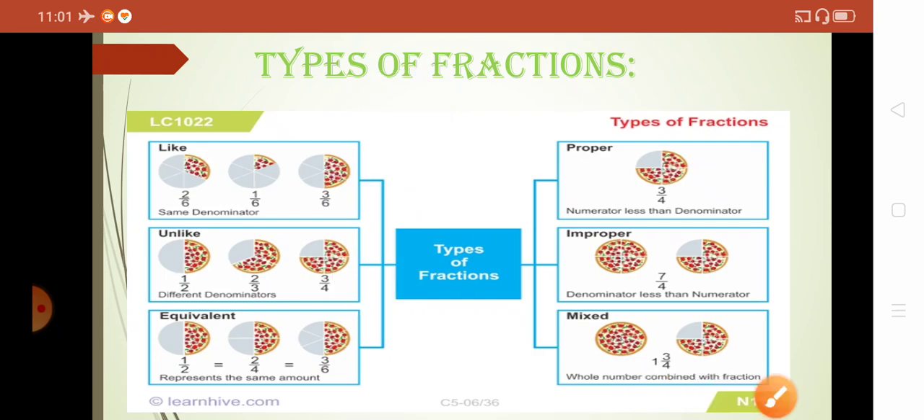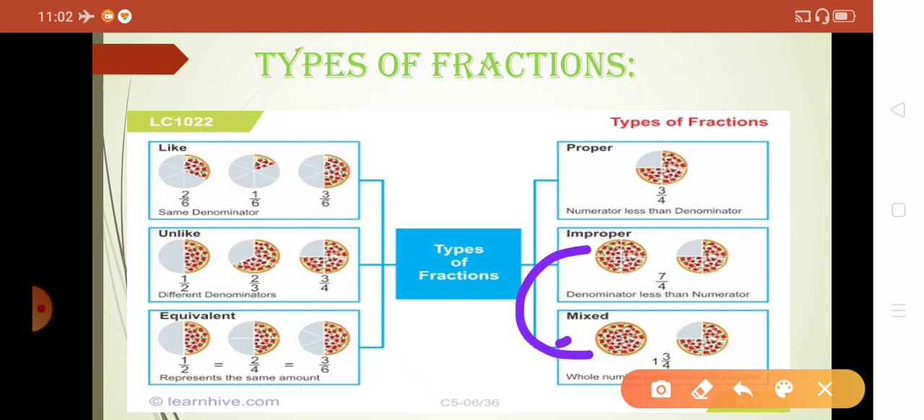And the next type is a mixed fraction. A mixed fraction is a type of improper fraction in which we write the improper fraction in such a way that we have a complete value and a fraction value.